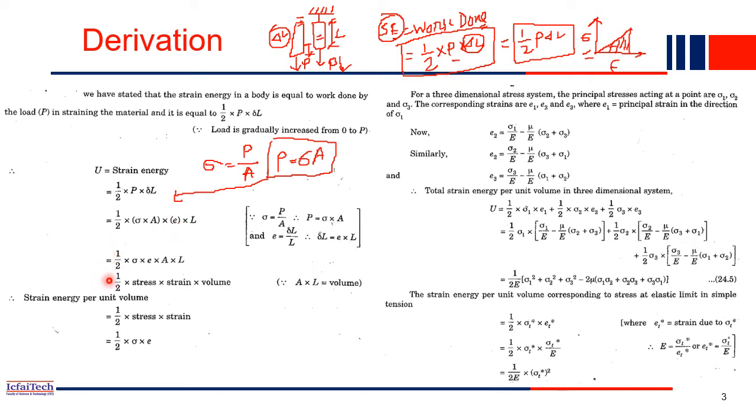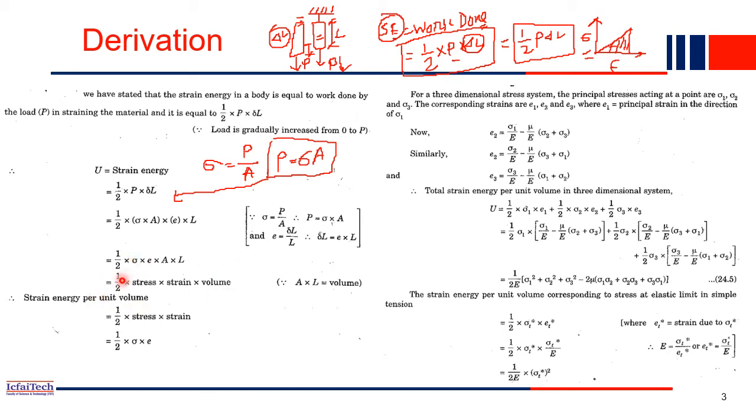Now if you simplify, what will you get? Half into sigma into epsilon into A into L. What is A into L? A into L is nothing but the volume of the body. In this steel bar, A is the cross-sectional area, whereas L is the total length. So AL will be the volume, right? Cross-sectional area into length gives you volume. So AL is replaced now with volume. Our final expression is half into stress sigma into strain into volume. That is the total strain energy stored in any material.